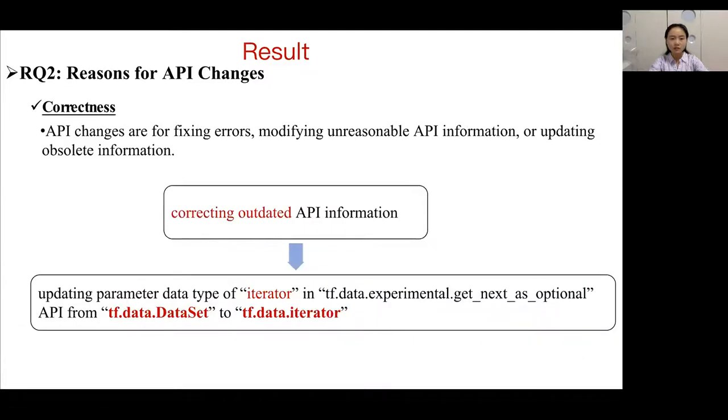The correctness means APHs are for fixing errors, modifying unreasonable API information, or updating obsolete information. For example, API developers updated the parameter data type to correct outdated API information.